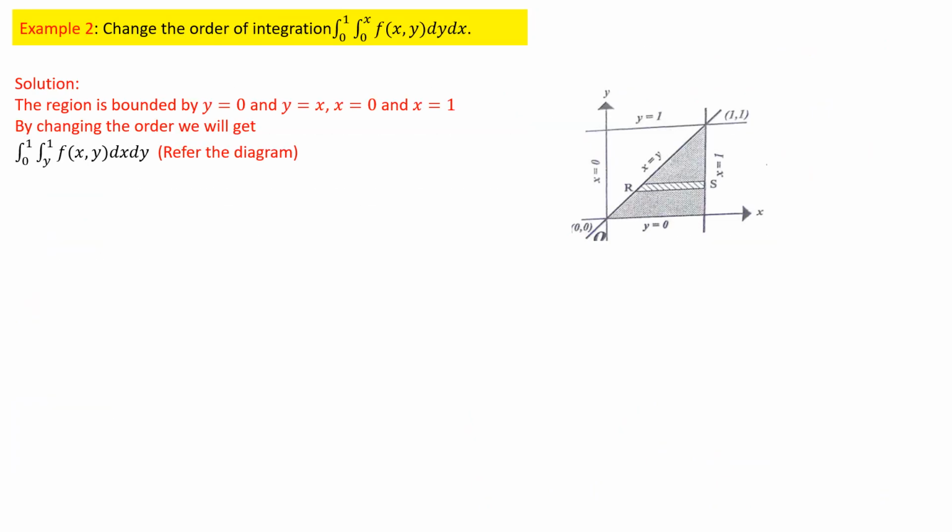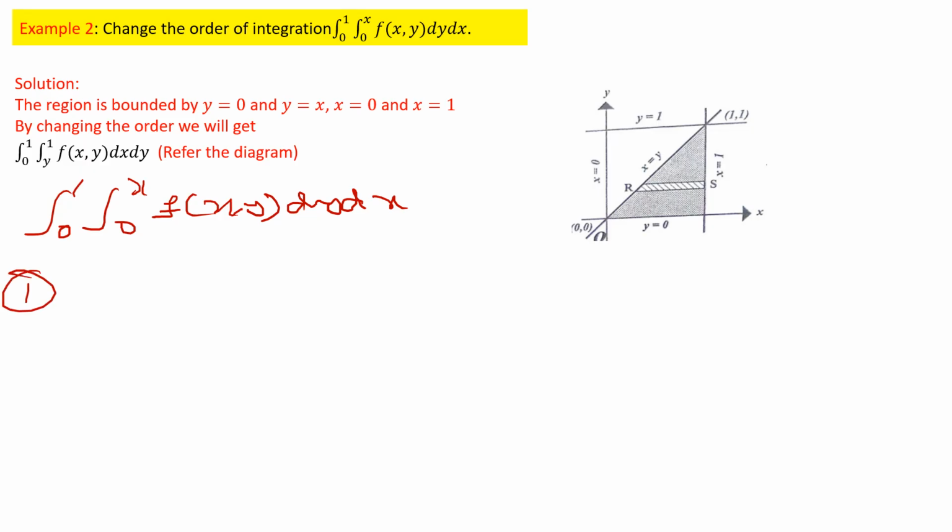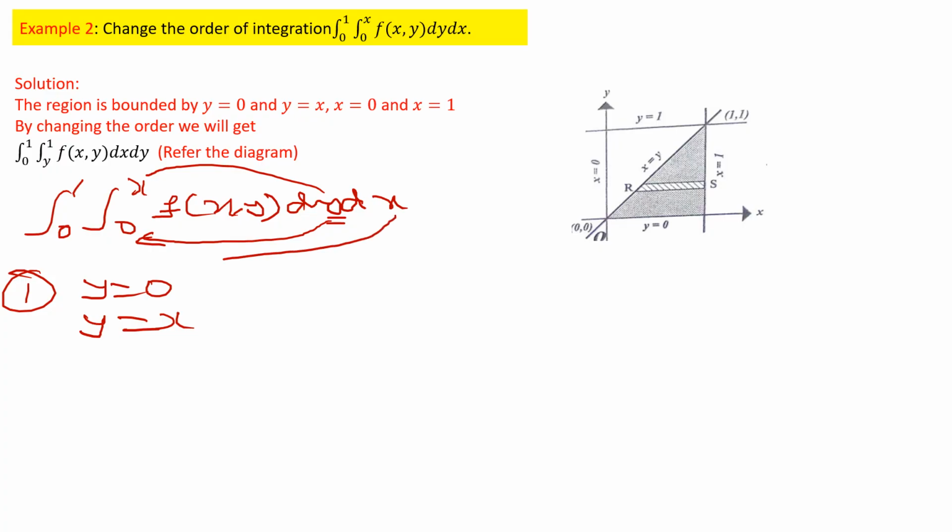Sometimes we are asked to change the order using variable limits. So in this question we have been given 0 to 1, 0 to x, some function f of x comma y, dy dx. So step number 1, you have to list out the limits. Here this is y, so I have y equal to 0, then I have y equal to x. Then the outer limit in terms of x, which is nothing but x equal to 0 and x equal to 1. So this is your step number 1.